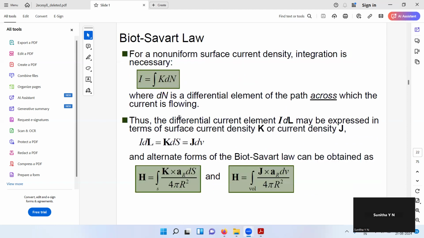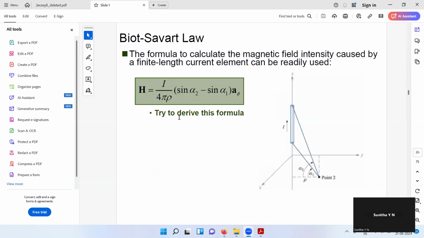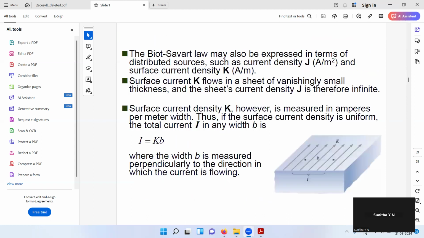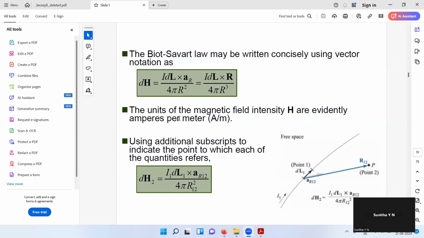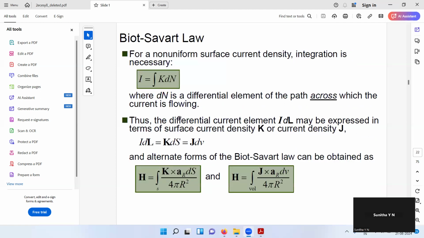We can have different sources, and based on that, this expression changes. We can say that I dl is equal to K dS if, instead of a line conductor carrying current, it is a surface. In case of a volume, we will have J dv. This is the change you get as you have different sources.